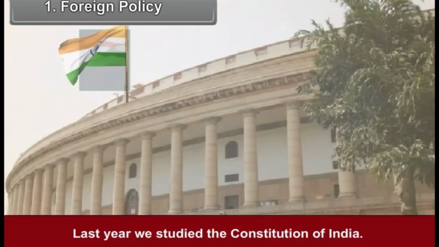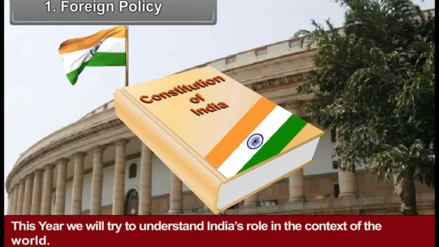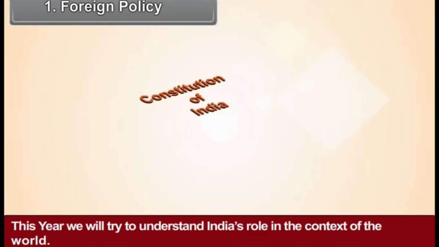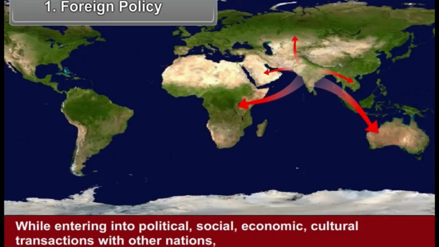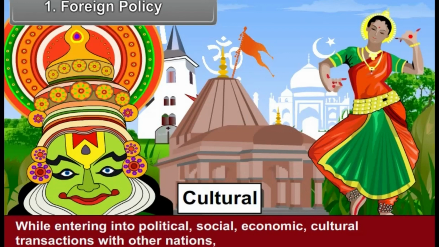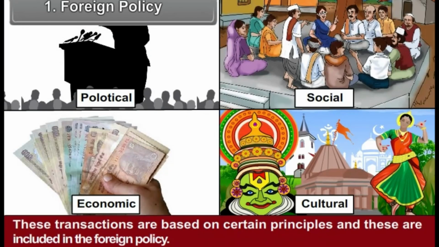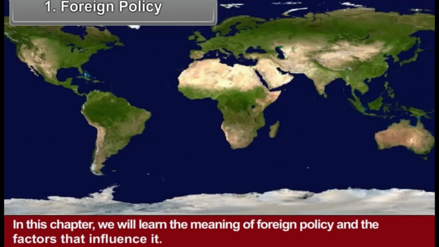Chapter 1: Foreign Policy. Last year we studied the Constitution of India. This year we will try to understand India's role in the context of the world. While entering into political, social, economic, cultural transactions with other nations, we wish to achieve certain objectives. These transactions are based on certain principles, and these are included in the foreign policy. In this chapter, we will learn the meaning of foreign policy and the factors that influence it.